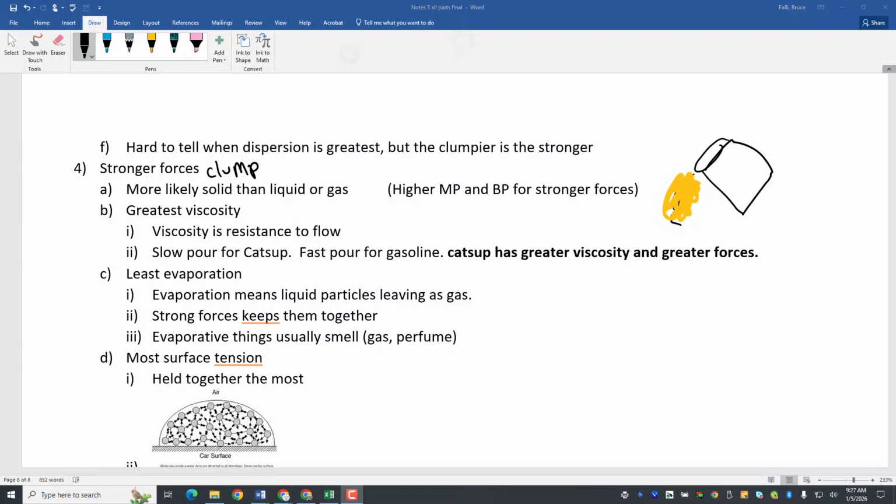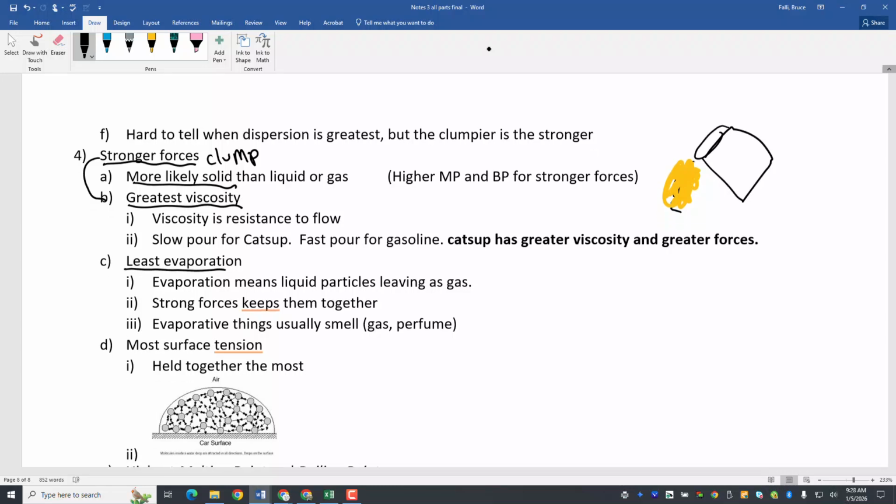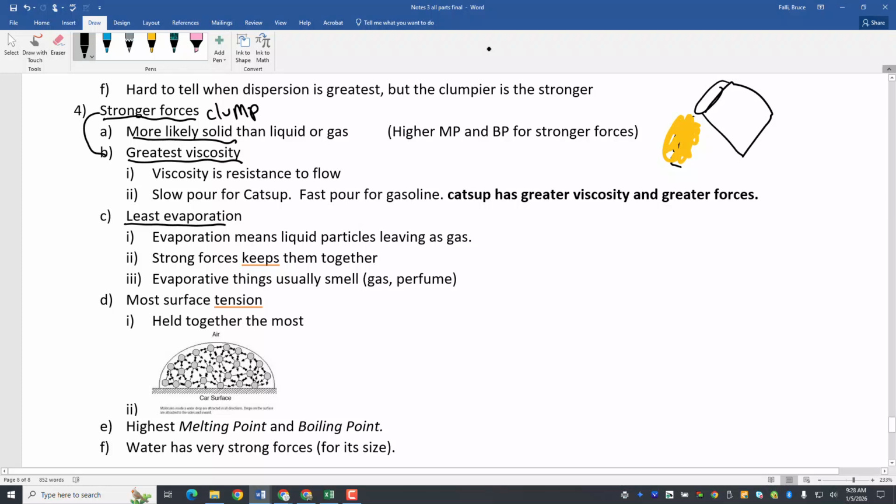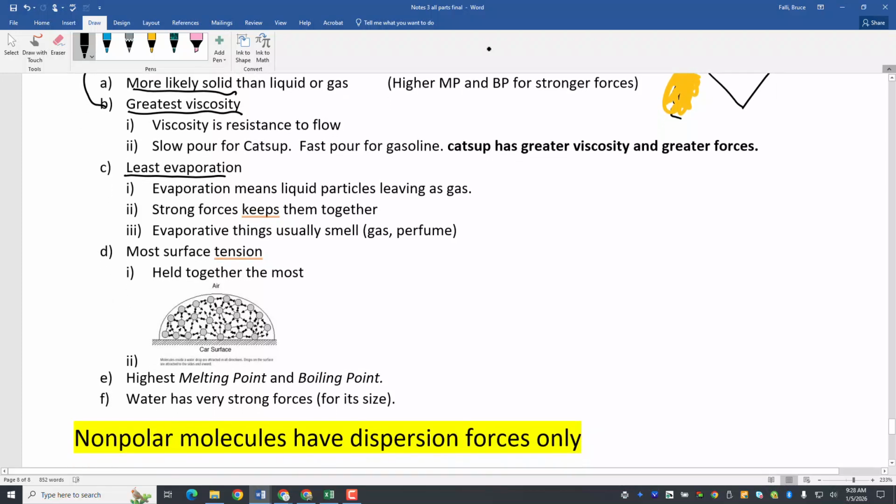So again, if I'm stronger, I'm more likely a solid. If I'm stronger, I have a greater viscosity, which means I pour slower. If I'm stronger, I evaporate the least. Evaporation means the liquid particles leave as a gas, right? Strong forces keep them together, clump, clump, clump. Evaporative things usually smell. Gases and perfume evaporate easily. They turn into gases. I can smell that.